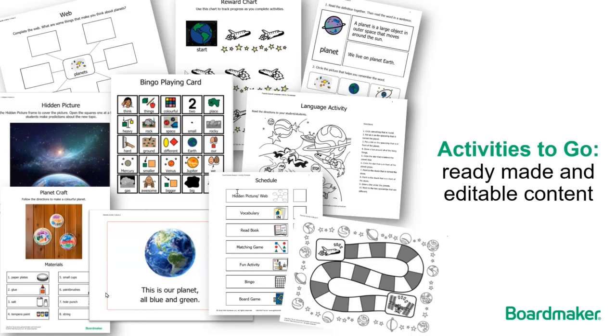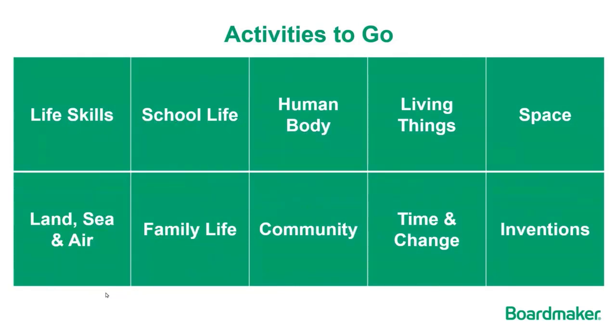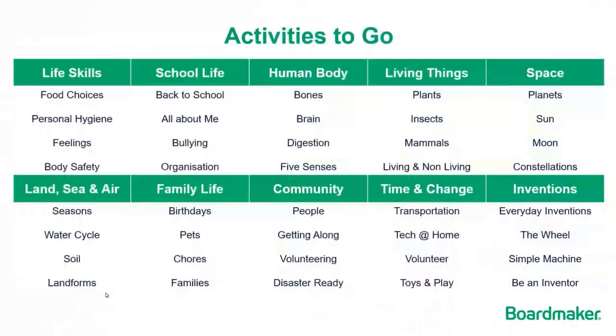Activities to Go are ready-made and editable content that covers 10 different themes. So these are the themes that we will be offering in Boardmaker 7. And each one of these themes then has 4 units of learning underneath them. So altogether, you're getting 40 units of ready-made material. And each one of these units is designed to be about a week's worth of instruction. So most school years are 40 weeks. You're getting literally a year's worth of content.